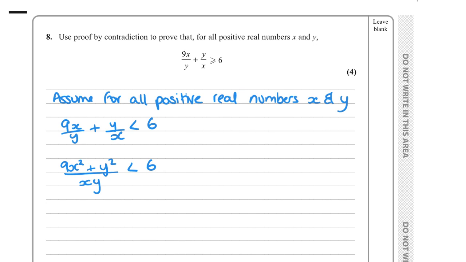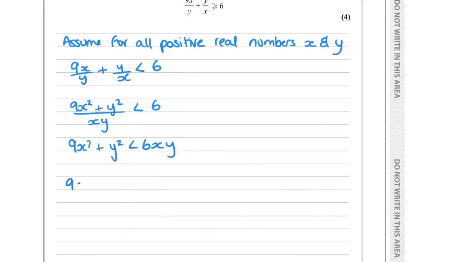Once we do this, if we cross multiply, do we know that x and y are positive or not? Because we're saying that x and y are positive real numbers, we can multiply both sides by x and y. So 9x squared plus y squared is less than 6xy. Move everything to the other side. 9x squared minus 6xy plus y squared is less than 0.